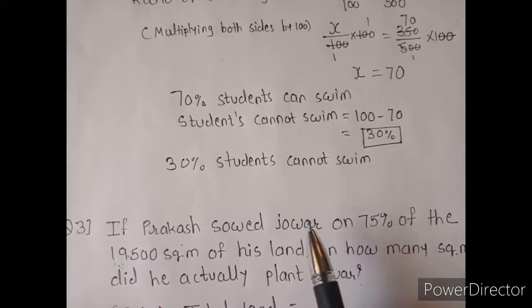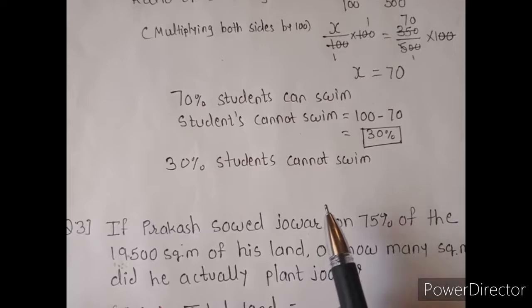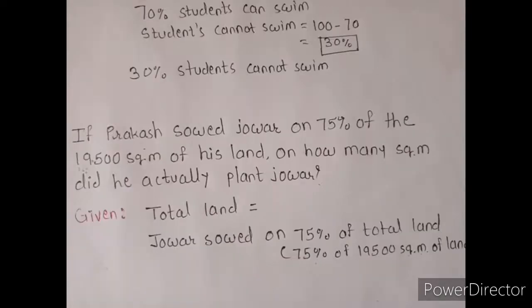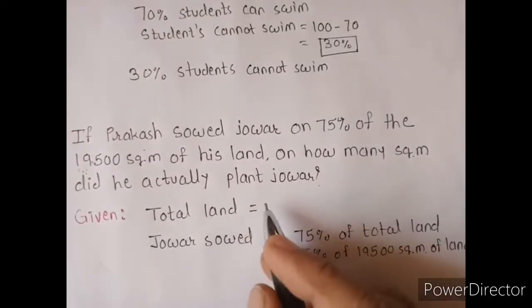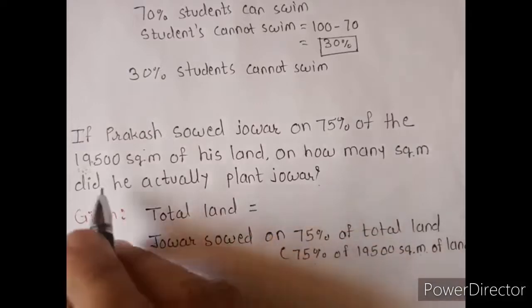In the previous two examples, percentage was not given and that percentage we calculated. Now that is the difference. So first write down the given things. Here total land is given. What is total land?